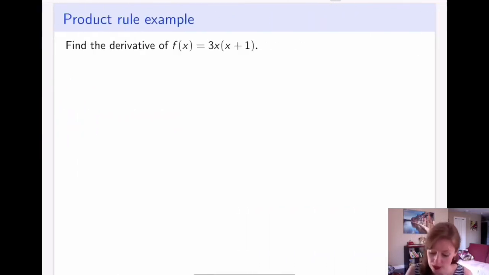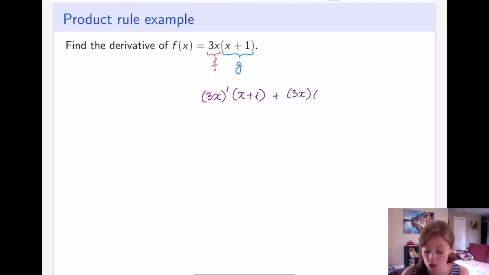Let's see how that works in an example. So here's our first one. Find the derivative of 3x times (x plus 1). Okay, so here it's a clear product rule. This is my first function, let's call it f, and this is my second function, let's call it g. So the product rule says I'm going to take a derivative of the first function first, so (3x) prime, and leave the second one be, plus I'm going to leave the first one alone and take a derivative of the second one. Okay, so this is just what the first step of the product rule will give me.